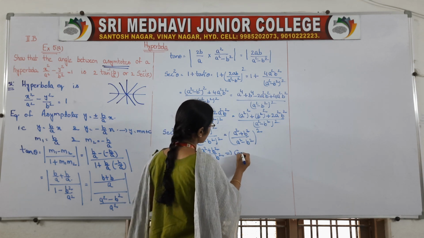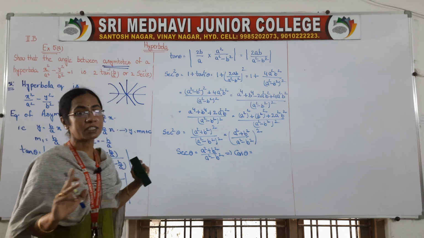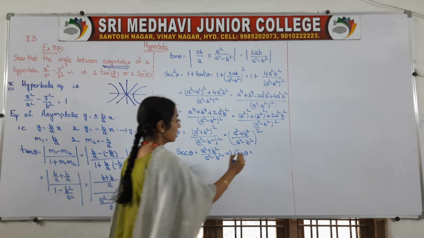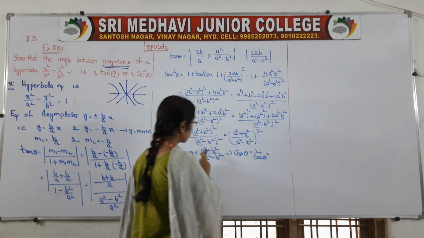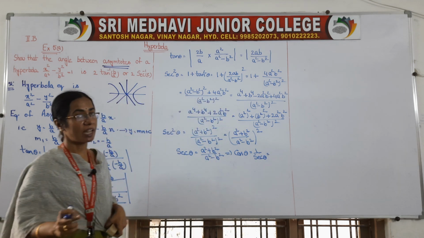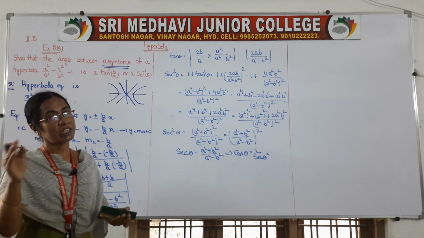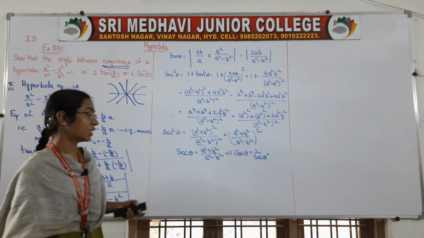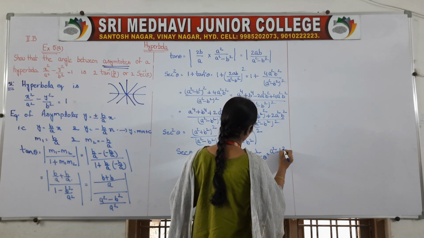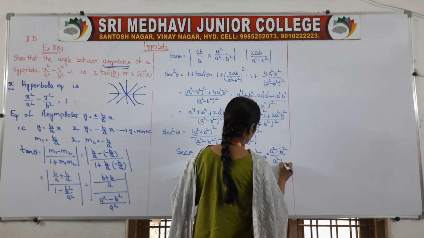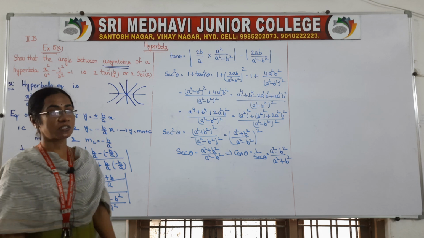How can we write cosθ? We know very well that cosθ and secθ are reciprocal to each other. So it is 1 by secθ. So 1 by this value: 1 by any value reverses it, numerator comes into denominator and denominator comes into numerator. So (a² − b²)/(a² + b²). This is your cosθ.